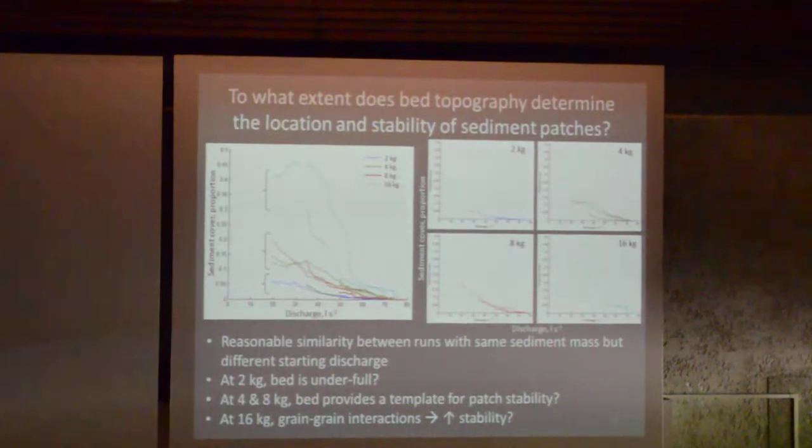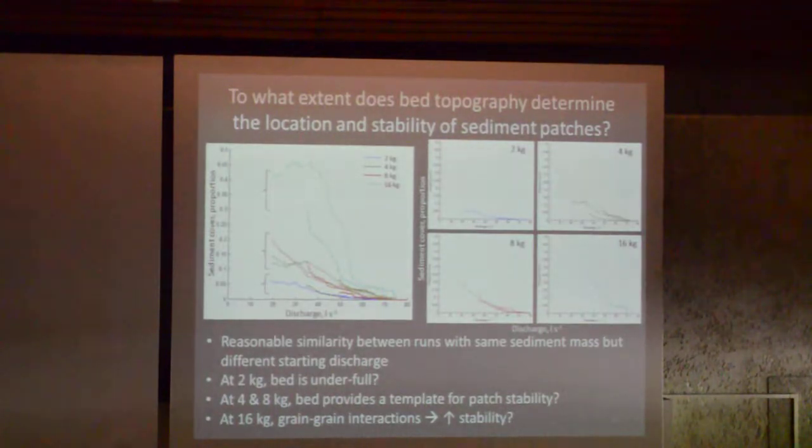A couple more slides. So the other question we can look at is, okay, what's happening to the sediment cover when we try and erode that sediment cover in the bed? And it's suggesting that if this is discharge, this is sediment cover, we're almost getting 3 different conditions. If we only put 2 kilos in, we get very little sediment cover occurring. If we put 4 and 8 kilos in, we actually get very similar relationships, which suggests that the bed's providing a template almost for the sediment patches within the flow.